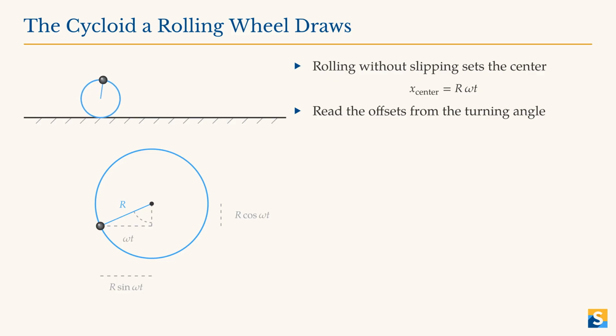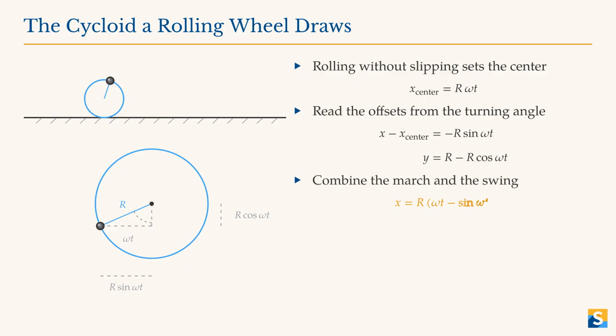The wheel has turned through omega t. So the mark sits r sine omega t behind the center and r cosine omega t below it. The second figure holds that construction still, one small right triangle doing all the work. Combine the march and the swing, and the parametric path falls out as a pair.